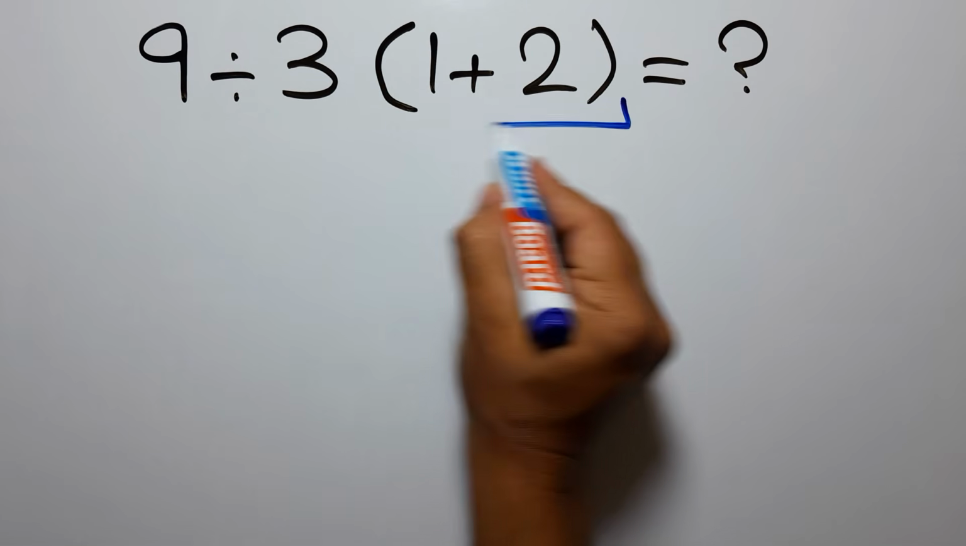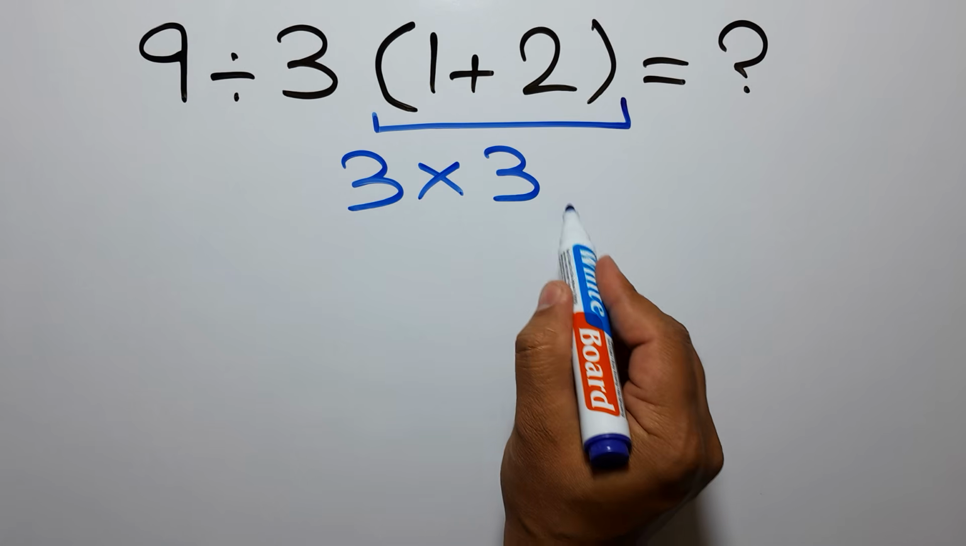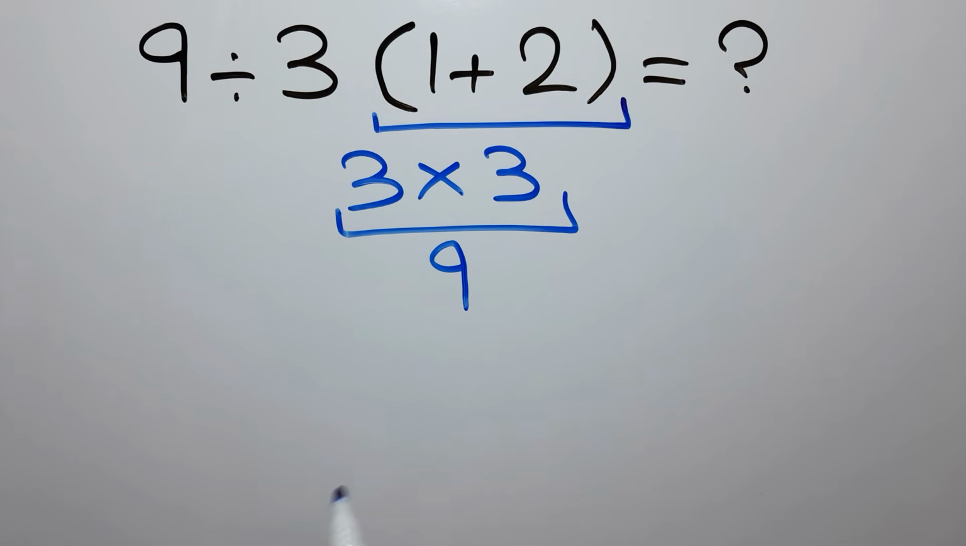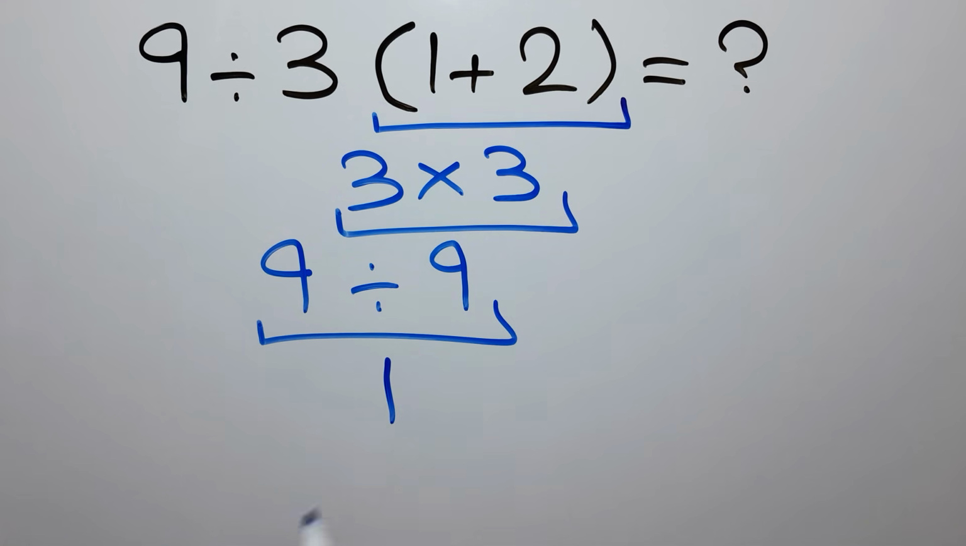1 plus 2 gives us 3. And 3 times 3 equals 9. So 9 divided by 9 is just 1. But this answer is not correct.